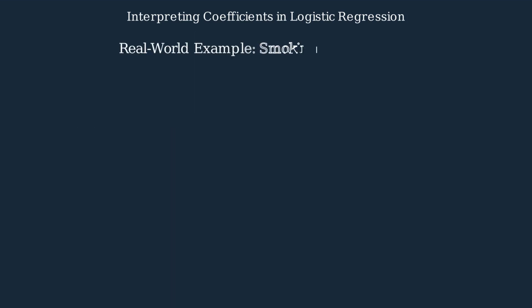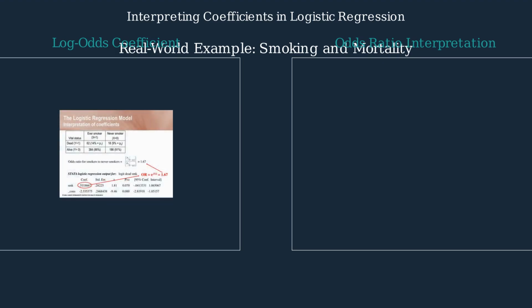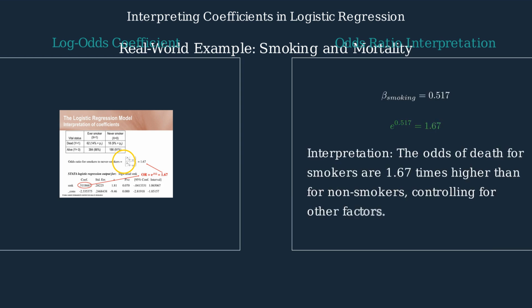Let's look at a real-world example about smoking and mortality to see how we interpret logistic regression coefficients in practice. This statistical output shows a logistic regression where smoking is the predictor and mortality is the outcome. The coefficient for smoking is 0.517 in log odds units. When we exponentiate this coefficient, we get an odds ratio of 1.67.